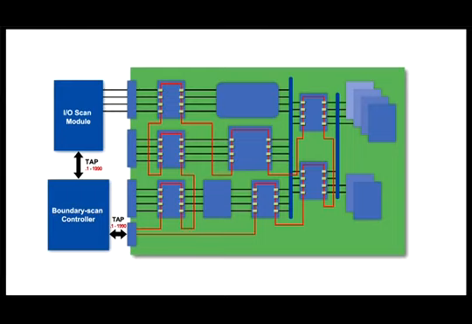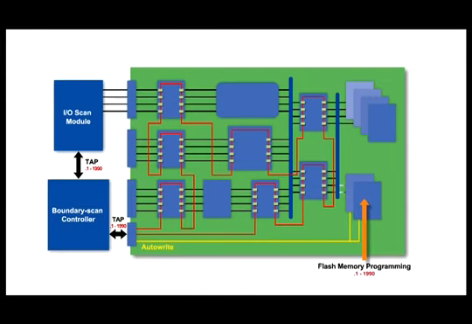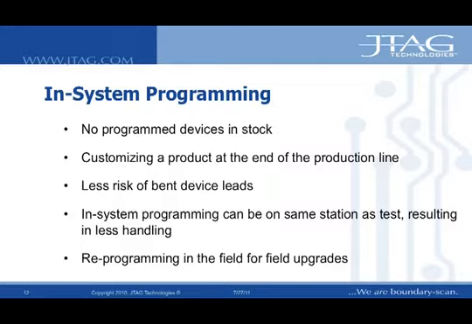A second application of the standard is in-system programming, used to configure flash memories as well as programmable logic devices after these have been mounted on a printed circuit board. In-system programming offers the following advantages. No programmed devices in stock, resulting in simpler logistics for these parts. Customizing a product at the end of the production line. Less risk of bent leads. And in-system programming can be on the same station as test, resulting in less handling. Also, reprogramming in the field for field upgrades is easily possible.